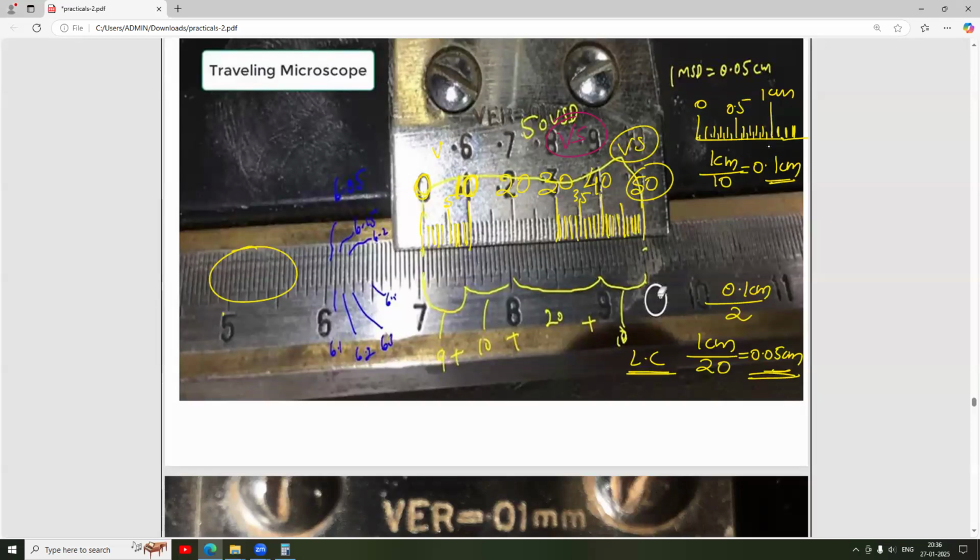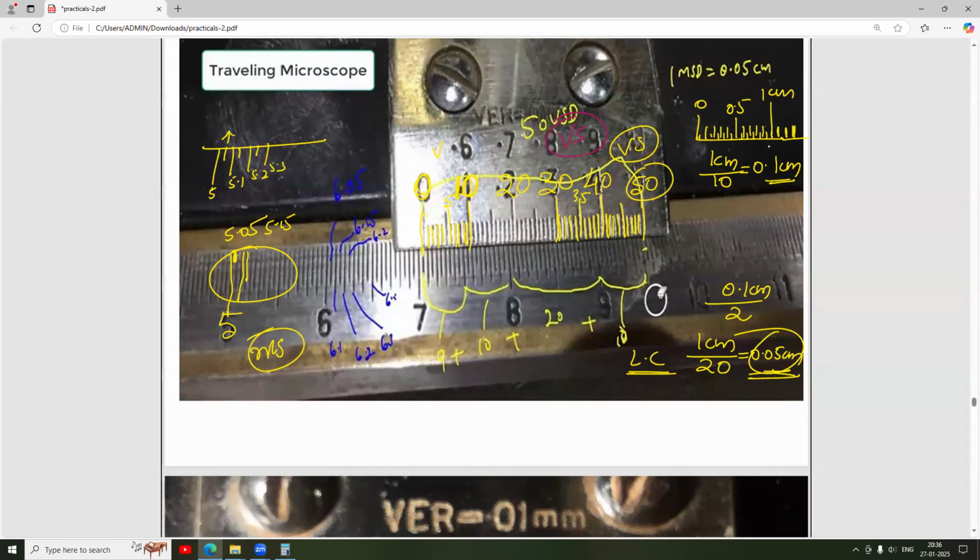So if this is 5 in the traveling microscope main scale, then the next line is not 5.1, it is 5.05 because you have to add 0.05. Next one is 5.1. Then after 5.1, it is 5.15. Then 5.2. So if you have the main scale like this, if this is 5, then 5.05, 5.1, 5.15, then 5.2, 5.25, 5.3.